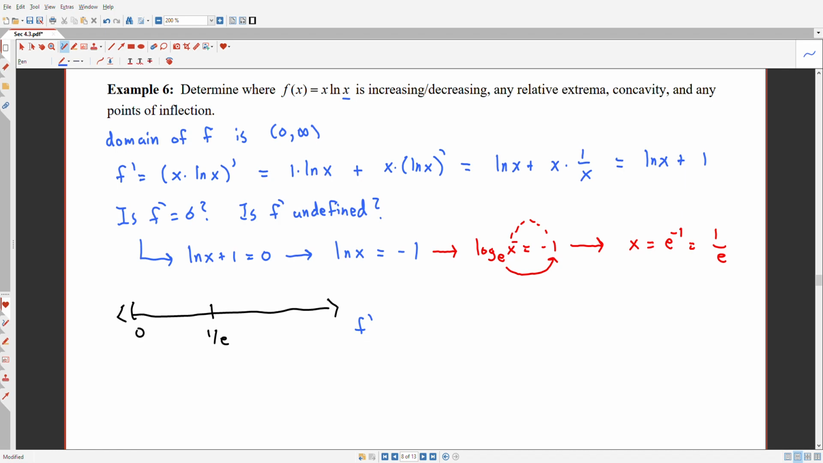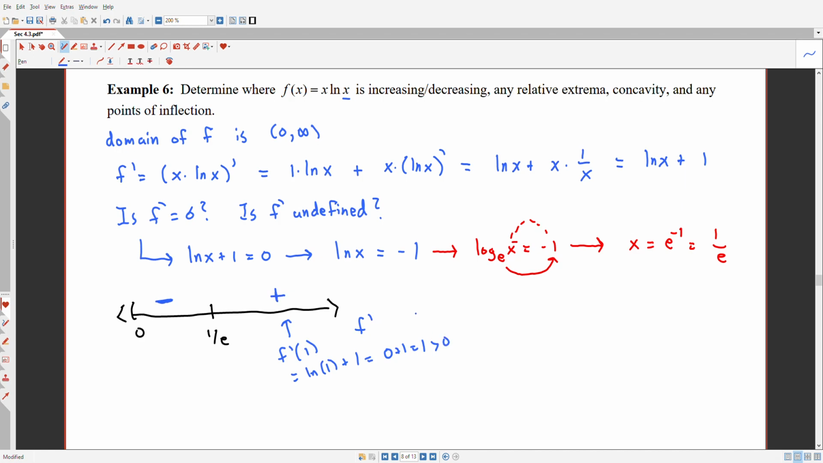So if you recall the graph for these logarithm functions, they have a vertical asymptote at 0. And this natural logarithm has a base e that's bigger than 1, so it's a vertical asymptote that's going down to negative infinity. So as you plug in numbers over here, you're going to get negative values. And we can plug in some numbers bigger than 1 over e. Like you could try f prime of 1. That would be the natural log of 1 plus 1. Natural log of 1 is 0, so that's positive.